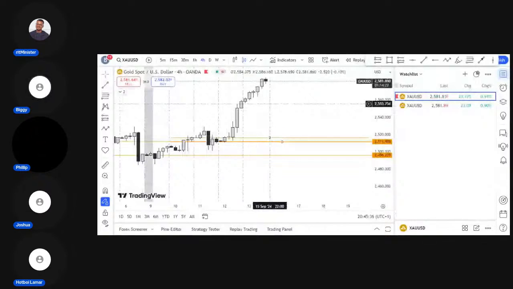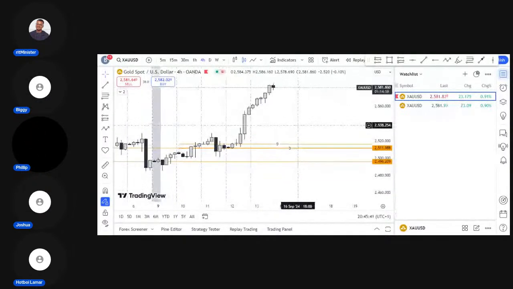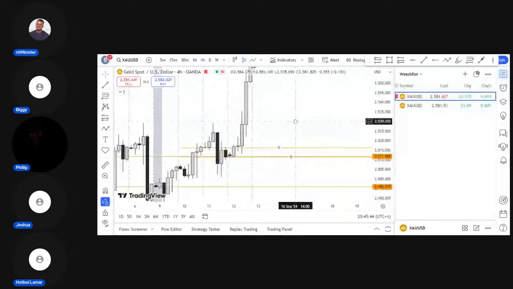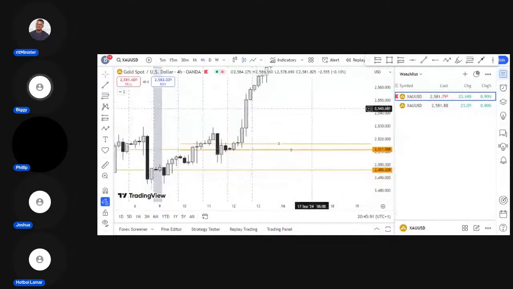The 4 hours time frame is our decisional time frame, and so we must pay very, very close attention to it.